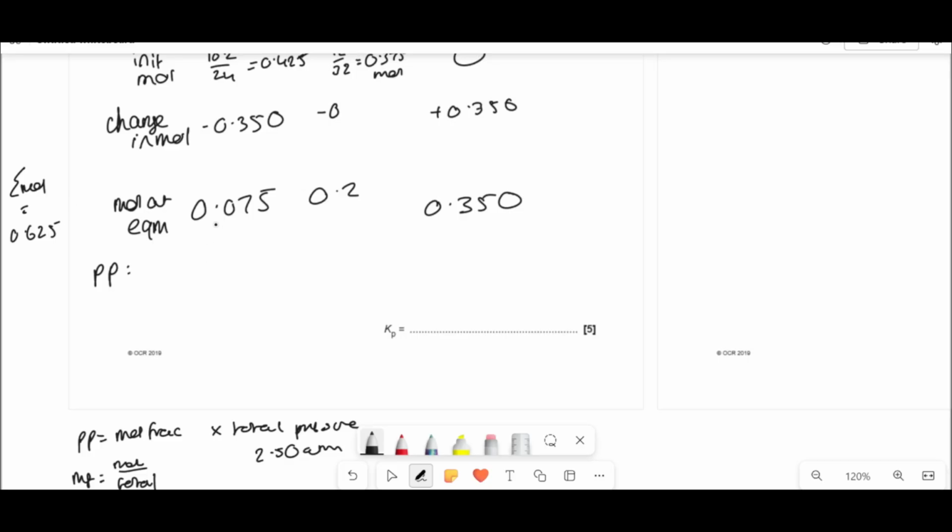So the mole fraction of each of these is going to be, for example, the first one is going to be 0.075 over 0.625, and then we're going to times it by the total pressure, which is 2.5, to work out its partial pressure. In here as well, 0.2 over 0.625 times 2.5, and then 0.350 over 0.625 times 2.5. Now if I do that, I end up with partial pressures of 0.3, 0.8, and then 1.4 for each of these.